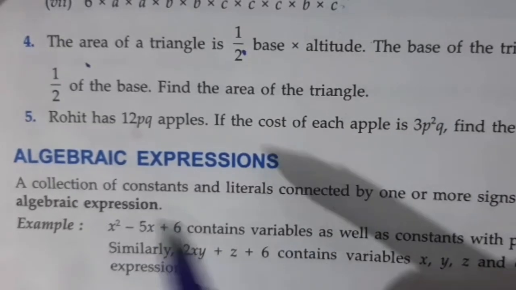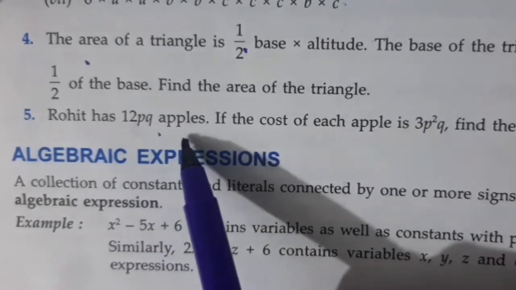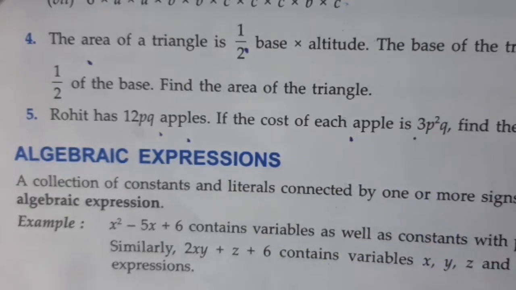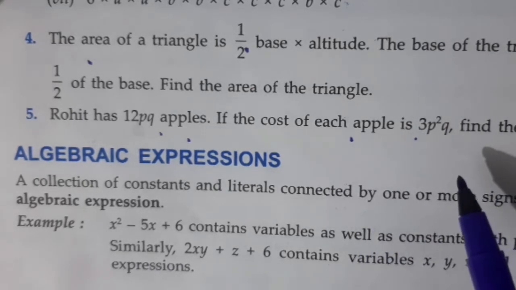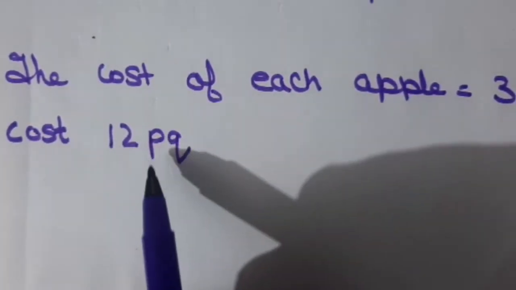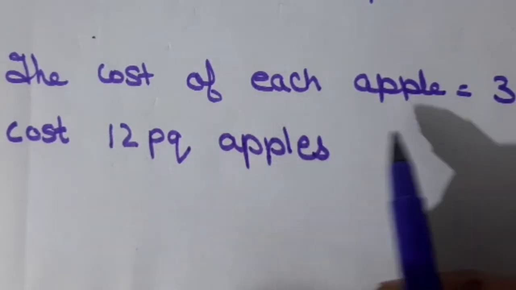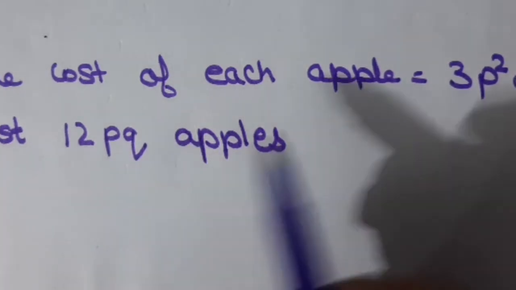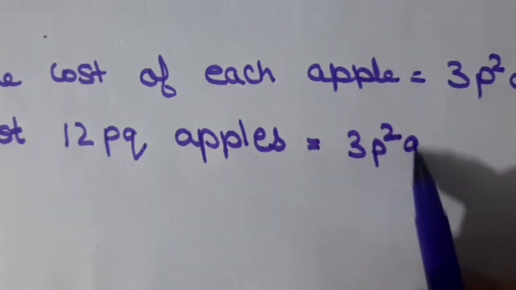Now come to question number 5. Rohit has 12 PQ apples. If the cost of each apple is 3p square q, find the total cost of apples. Means cost of one apple is given and you have to find out cost of 12 PQ apples. See students, cost of one apple is given 3p square q and you have to find out cost of 12 PQ apples. Cost of one is given, you have to find out cost of many. It means you have to multiply.